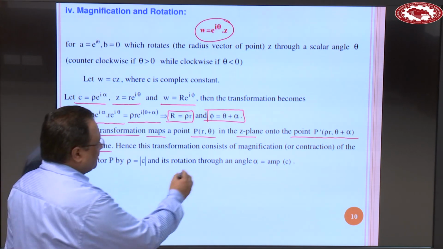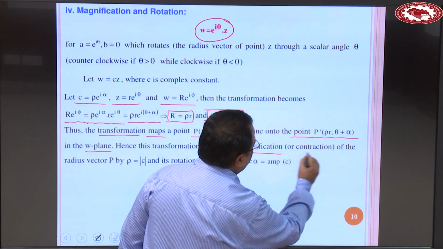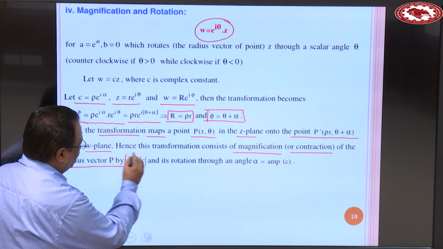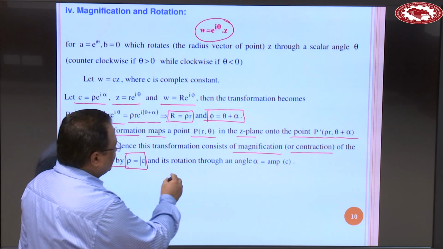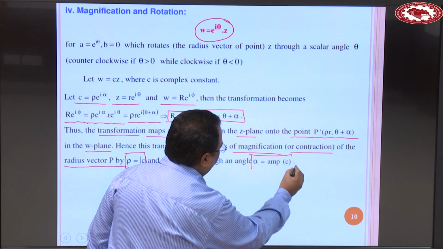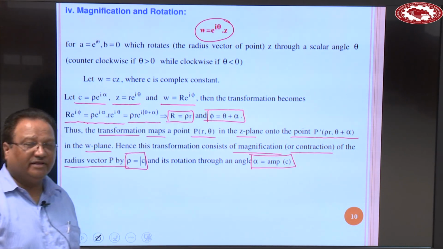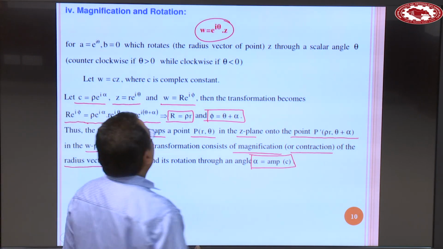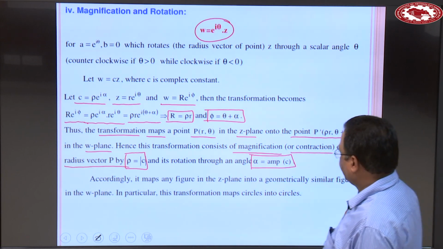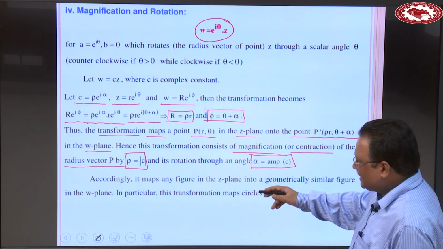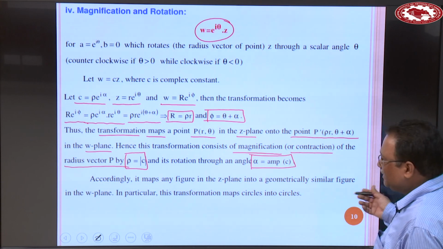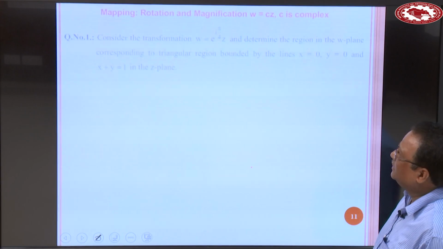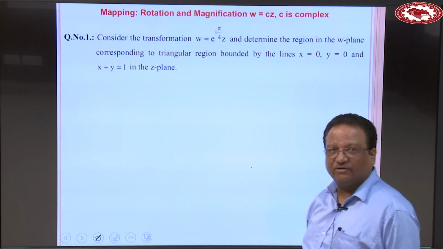Clear? So this transformation consists of magnification or contraction of the radius vector of P by rho is equal to magnitude of c, and its rotation through an angle alpha is equal to amplitude of c. Clear? So we can understand this theory with the help of an example. Accordingly, it maps any figure in the z plane into a geometrically similar figure in the w plane. In particular, this transformation maps circles into circles. Okay. Now see this question.